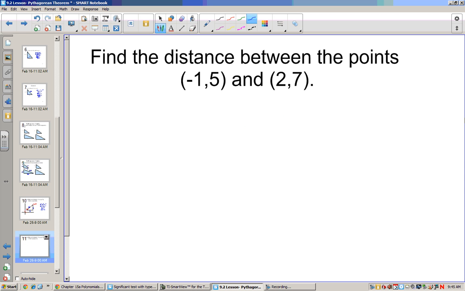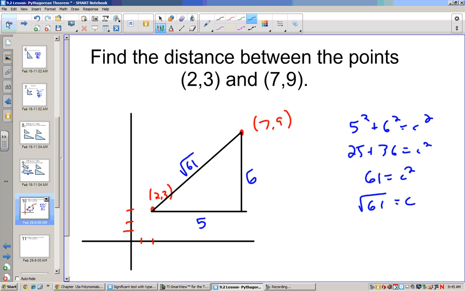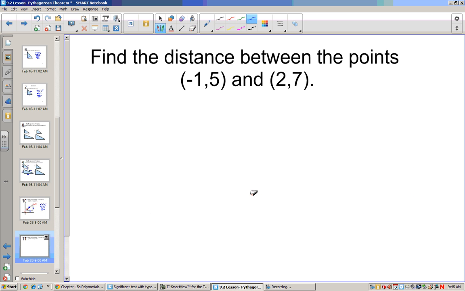Now find the distance between the points (-1, 5) and (2, 7). Now on this last problem, I drew out the graph. That works. Now there's an easier, quicker way we can do without actually plotting the points. I just like to think horizontally. What's the horizontal distance between -1 and 2? Horizontally, they differ by 3. And now I think about my vertical distance between 5 and 7. Those two numbers differ by 2.